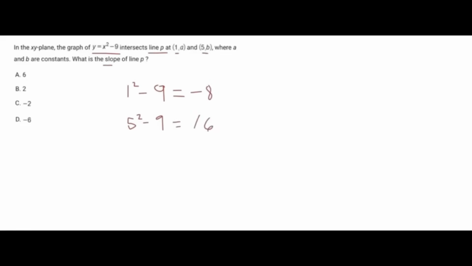But they want to find the slope of line P. So that's just rise over run, or change in y over change in x. So our change in y is from -8 to +16, so that's going to be a difference of 24. And so 24 will go on top here for our change in y. And now our change in x is between 1 and 5. So to go from 1 to 5, that's a change of +4. So ultimately our slope is 6, and so our answer choice is letter B.